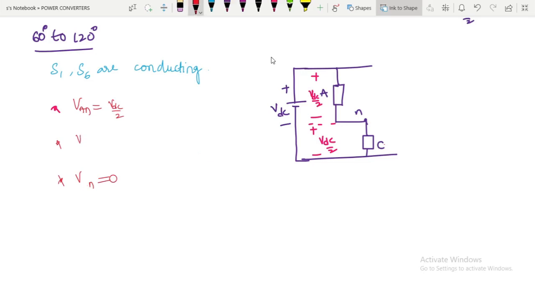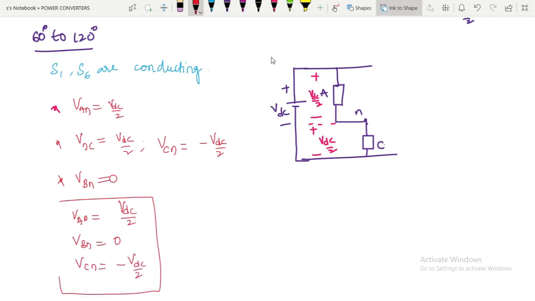So VNC is VDC by 2, but VCN is minus VDC by 2 here. But VBN is 0. So VAN is equal to VDC by 2, VBN is equal to 0, VCN is equal to minus VDC by 2. These are the phase voltages from 60 to 120 degrees.